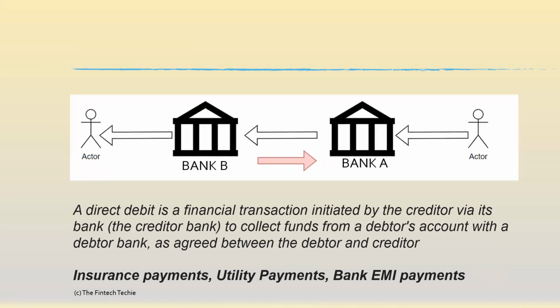So what are the use cases? In which use case would a creditor want to initiate the payment? Examples are insurance payments, utility payments, and bank EMI payments, wherein the beneficiary, in this case the bank or the insurance company or the electricity company, would want to initiate a payment to withdraw funds from the remitter for the monthly bills. So this is known as a debit transfer or a direct debit.